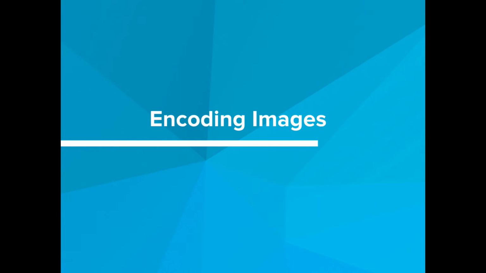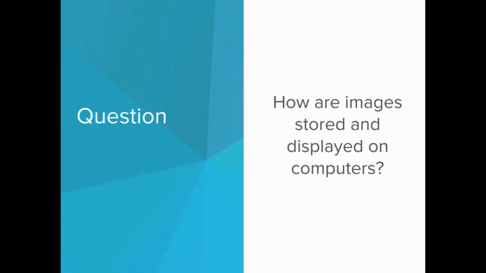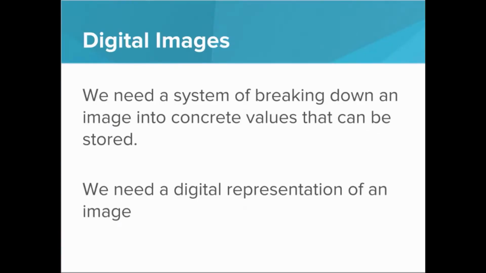Hi, in this video, we'll be talking about how computers encode images. So here's a question. How exactly are images stored and displayed on computers? We know that at the base of it, computers are only storing zeros and ones. It's not like we can really take an imprint of that image and burn it onto a CD. We need a way to represent an image as only zeros and ones.